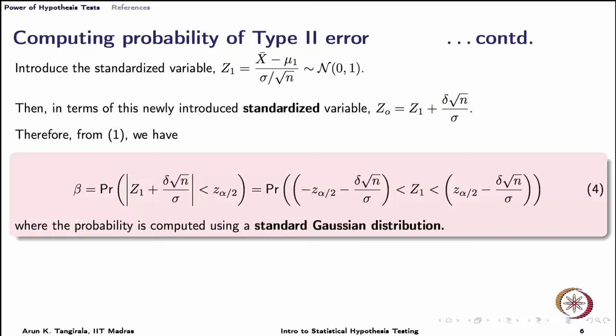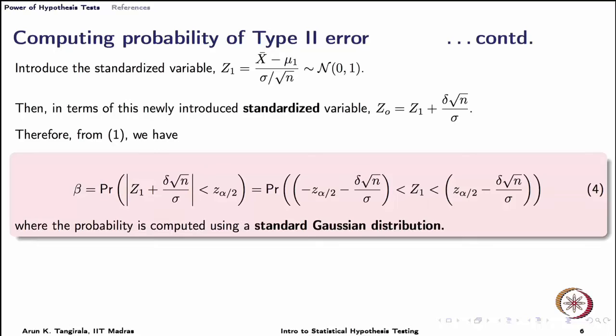For this purpose, let us introduce the standardized variable Z1. Earlier we had Z observed as a standardized variable which used mu naught, that is a postulated value, as a reference. Now, Z1 uses mu 1, the truth, as the reference. So, Z1 is x bar minus mu 1 over sigma by root n, and since x bar is computed from data which is coming from the truth that has mean mu 1, naturally from the property of sample mean we know that Z1 follows a standard Gaussian distribution.